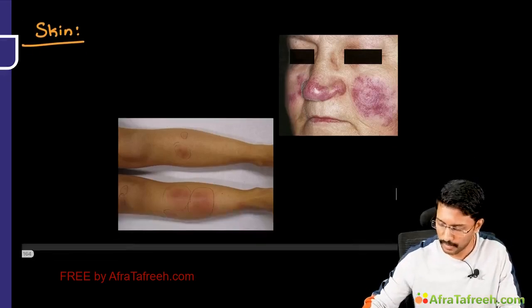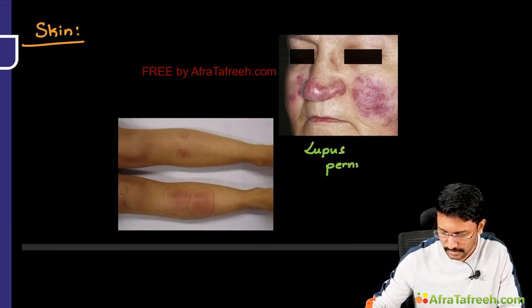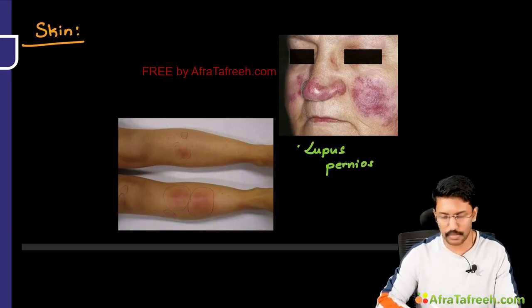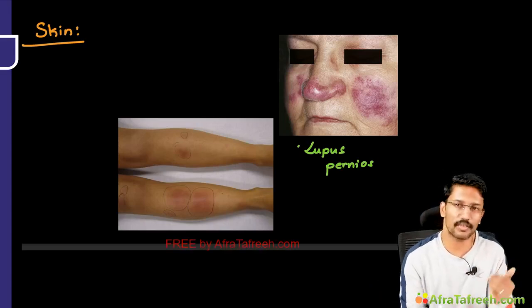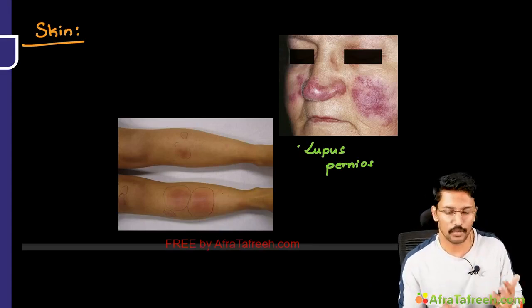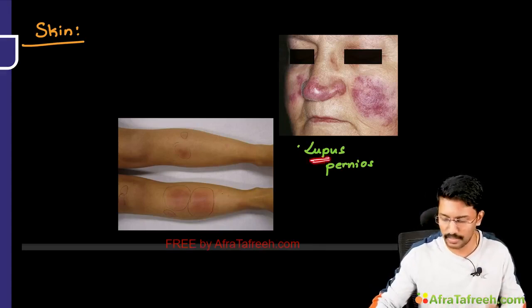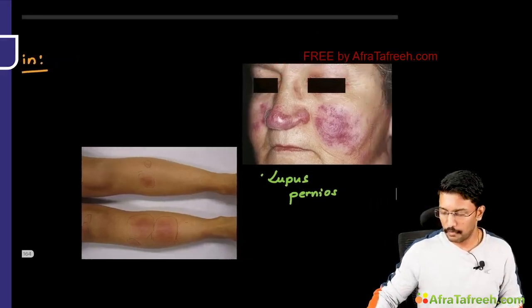The first one, I will be calling it lupus pernio. In the 2017 NEET exam, there was an MCQ asking: lupus pernio is seen in which of the following disorders? SLE, rheumatoid arthritis, sarcoidosis, and something else. Many students had picked SLE because of the word lupus, right? Lupus tricks us to think that it is SLE, but this is different from SLE.